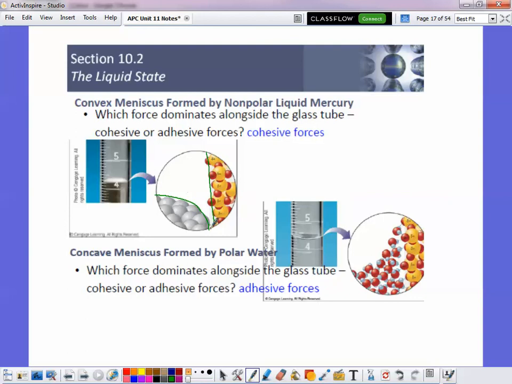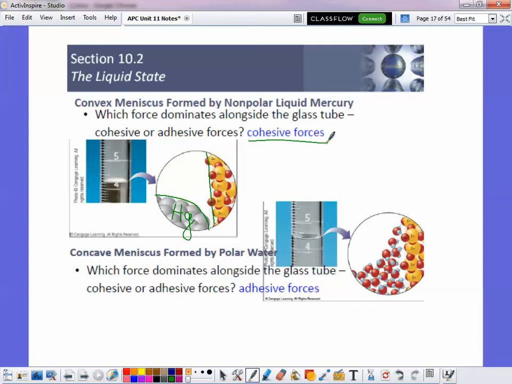So this is liquid mercury here. Mercury is one of those weird things. Even though it's a metal, it's kind of like nonpolar. It's a weird metal. It is going to pull away from the glass because it'd rather interact with itself than with the glass. That's why it's cohesive forces, meaning they'd like to stay together more than adhere to the side of the glass, which is why mercury in a tube has a convex meniscus. It's going to bubble up.